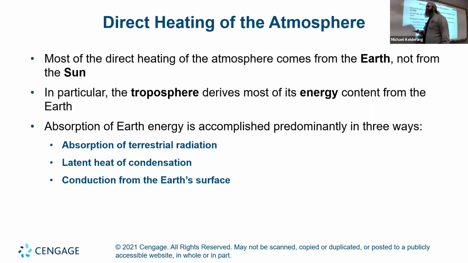There's also the latent heat of condensation. When water on the Earth's surface evaporates, it takes energy to evaporate water. But when it recondenses, that energy is released into the atmosphere. So when water condenses from water vapor into liquid water to form clouds, that releases energy into the atmosphere. And then the last way is just direct conduction from the Earth's surface. The Earth's surface is warm, it heats the air above it.